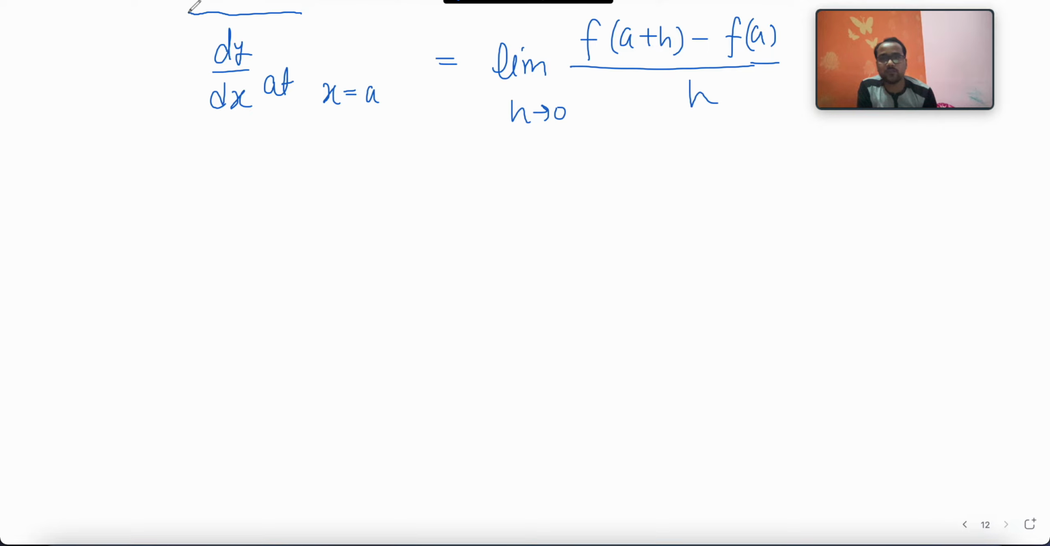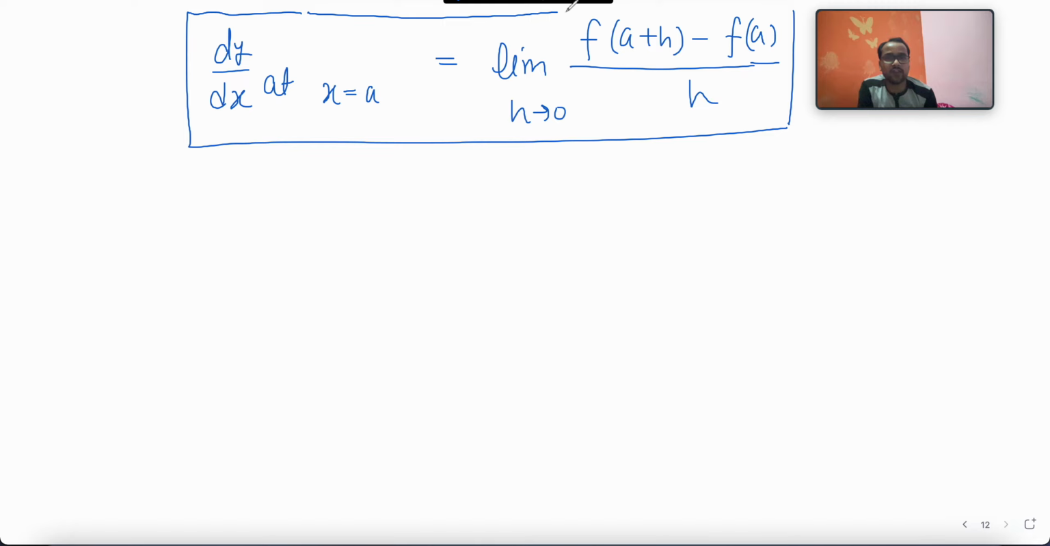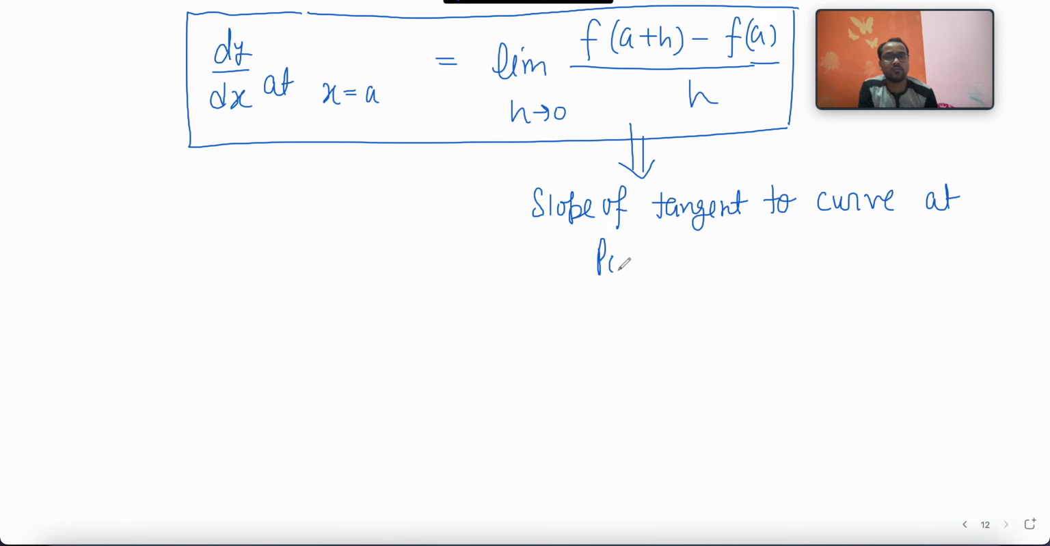So that's the simple formula. And what does this signify? This signifies the slope of the tangent to the curve at the point where x is equal to a.